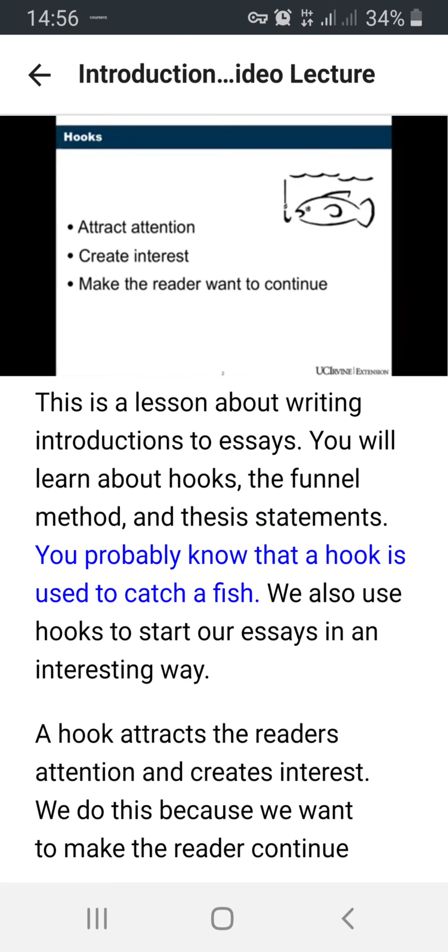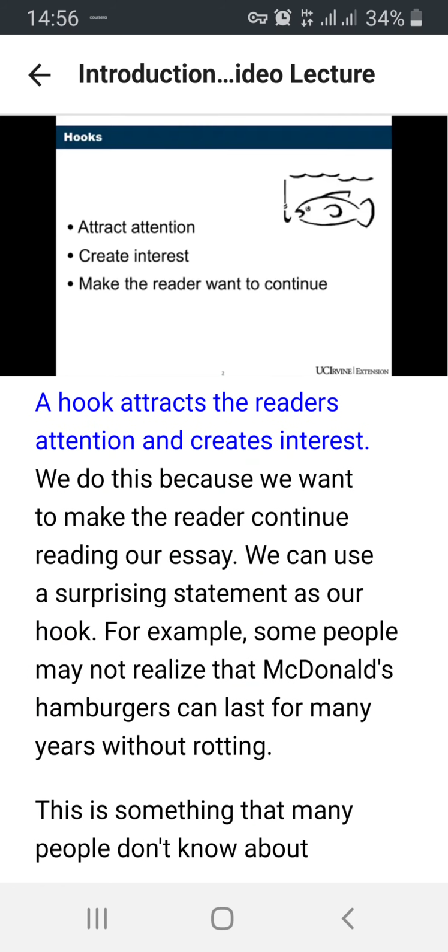You probably know that a hook is used to catch a fish. We also use hooks to start our essays in an interesting way. A hook attracts the reader's attention and creates interest. We do this because we want to make the reader continue reading our essay.